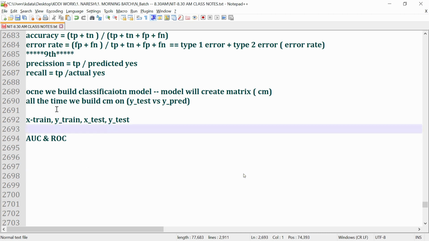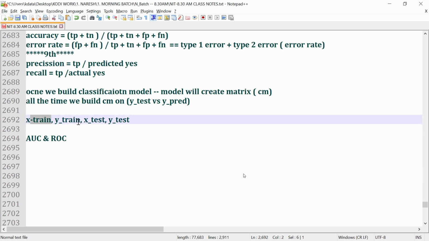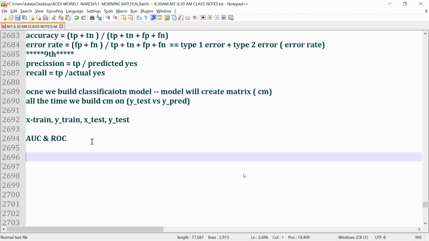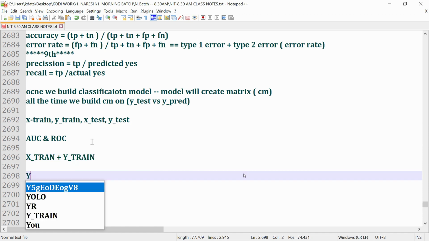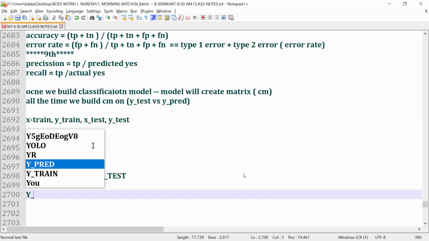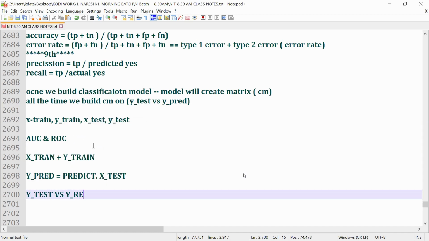And then we split the data into X train, Y train, X test, and Y test, isn't it? We build the model on X train plus Y train, isn't it? And I compare to predict X test, isn't it? So this is what we have done. And then we compare Y test versus Y pred.